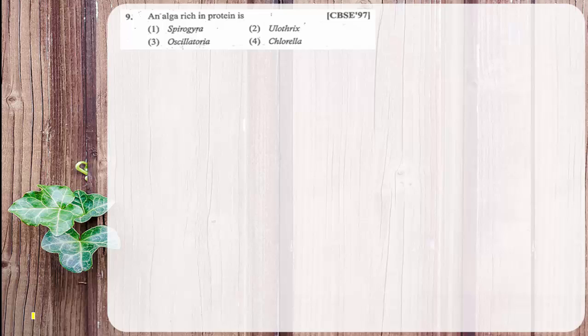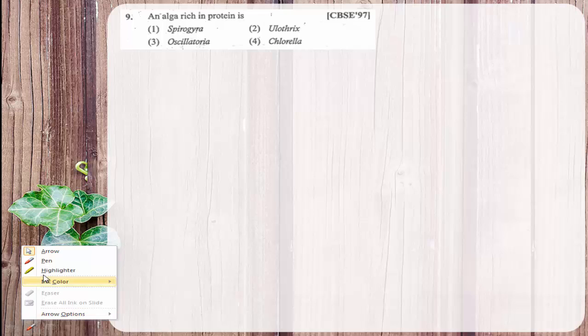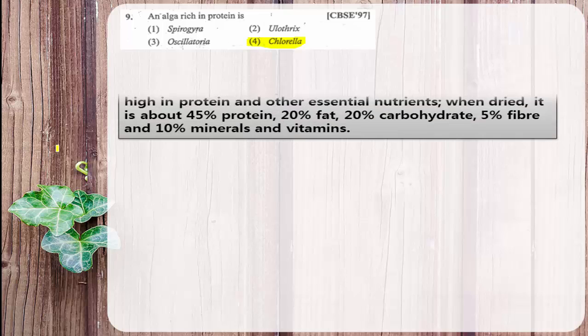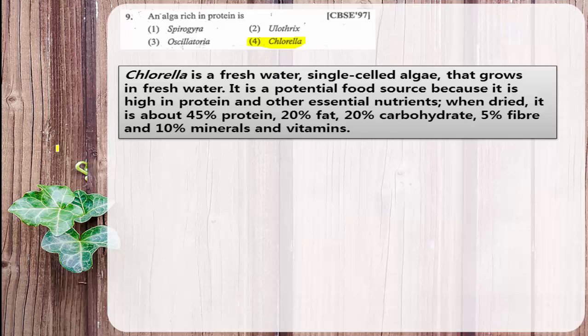An alga rich in protein: all of them are algal examples, Spirogyra, Ulothrix, Oscillatoria and Chlorella. Among these given examples, which algal member is rich in protein? If you remember, Chlorella is called single cell protein, SCP, because it is rich in protein.